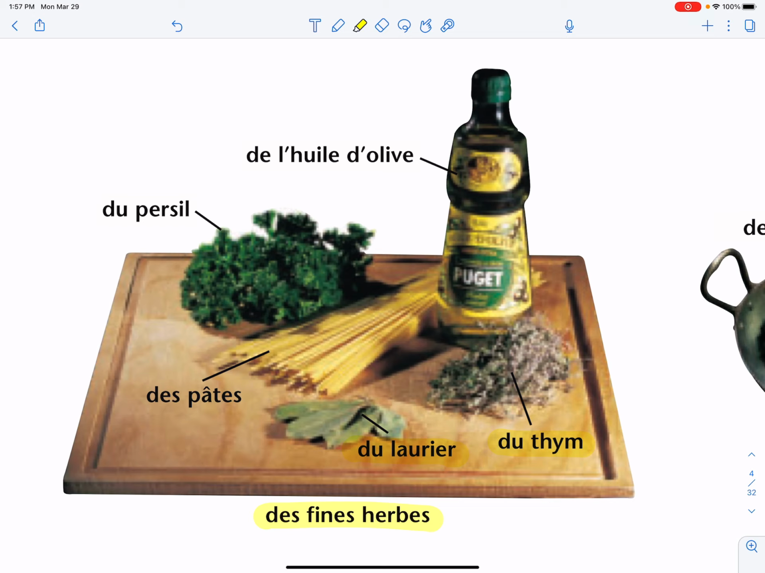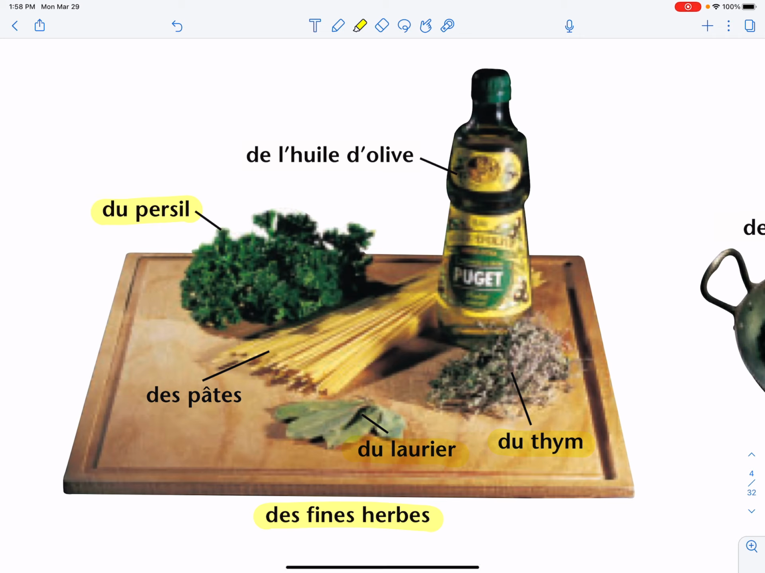A lot of people aren't familiar with this one. It's a bay leaf, and it's something that you'd use in a soup or a sauce. You put the whole leaf in there while you simmer your sauce or your soup for a long time, and it gives off a lot of flavor, but you always take it out before you eat it. You don't want to bite into a bay leaf because it's very bitter, and it's not intended to be eaten. It's just something that you simmer in your sauce or your soup. And the last of the herbs, du persil, parsley.